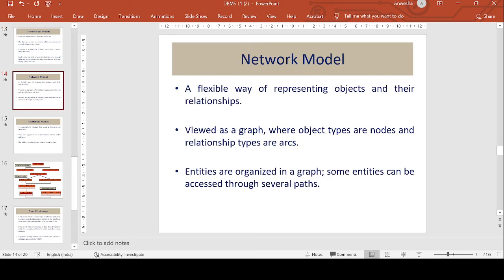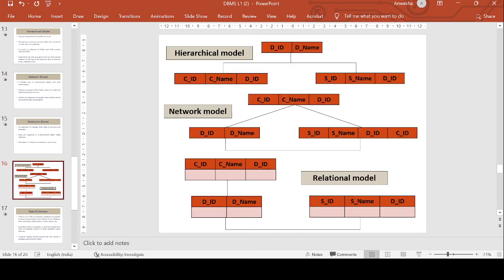Next one is the network model, which is a flexible way of representing objects and their relationships. Viewed as a graph where object types are nodes and relationship types are arcs. Entities are organized in a graph. Some entities can be accessed through several paths. Look at this picture. Course is connected to student as well as department. Department is connected to course as well as student. Student is connected to course as well as department. So you can see this is a graph-like structure.